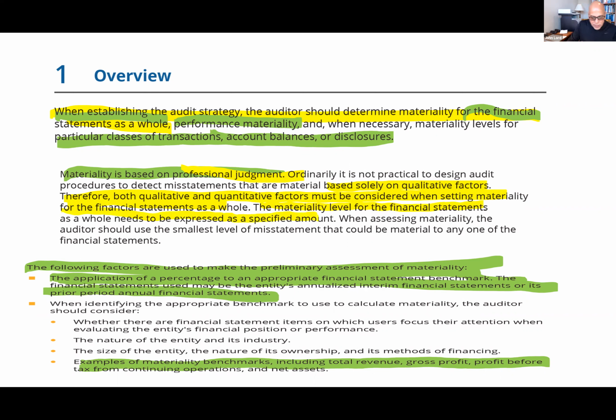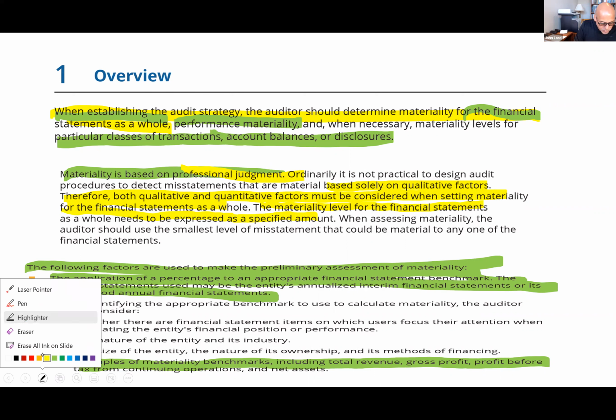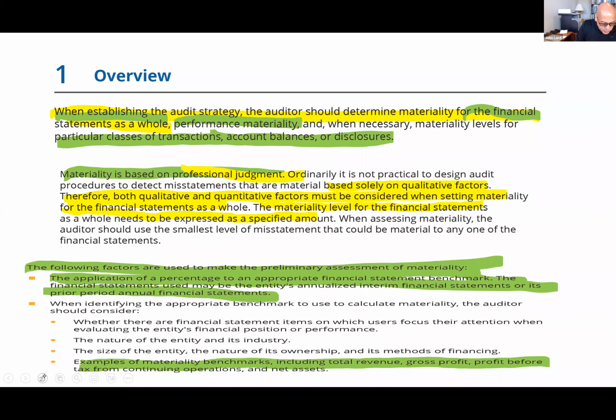And when assessing materiality, and this is an important one, so I'm going to change the color of my pen here, the auditor should use the smallest misstatement that could be material to any one of the financial statements. So if the materiality for the balance sheet is 20,000, but the materiality for the income statement is 10,000, we would use 10,000 for our overall financial statement materiality because of the interrelationship between the income statement and the balance sheet.